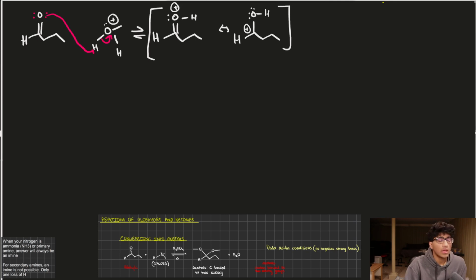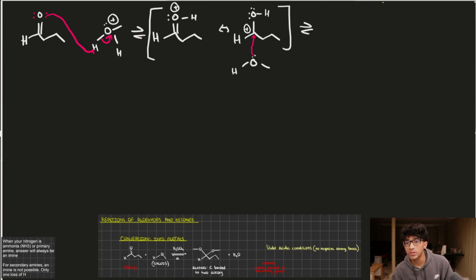In normal situations, our methanol is not going to be a nucleophile. It's a neutral nucleophile, so it has no reason to attack. But this thing is so reactive that it's going to attack it. So just draw your methanol, and it's going to attack the carbon right there.